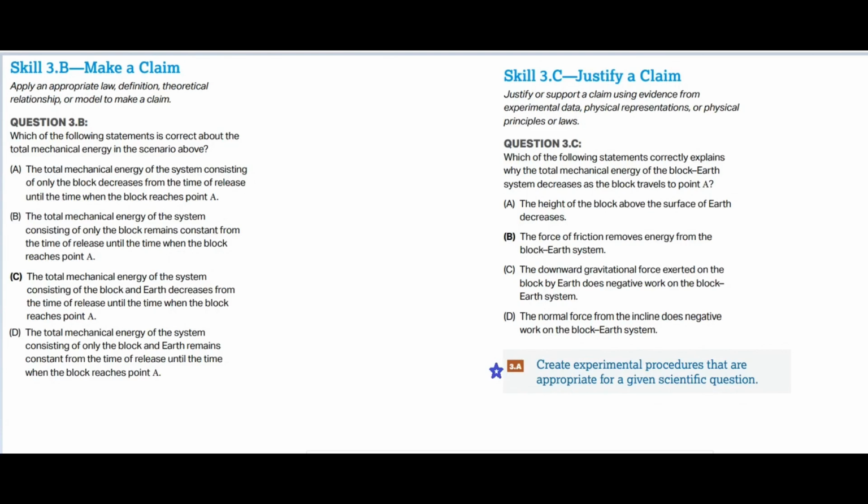We'll address 3B and 3C first. So for 3B, we're going to apply an appropriate law, definition, theoretical relationship, or model to make a claim.